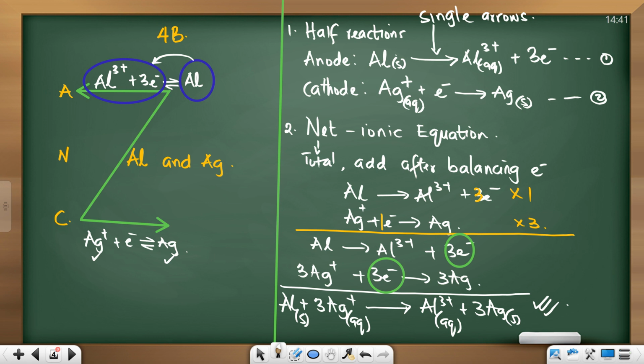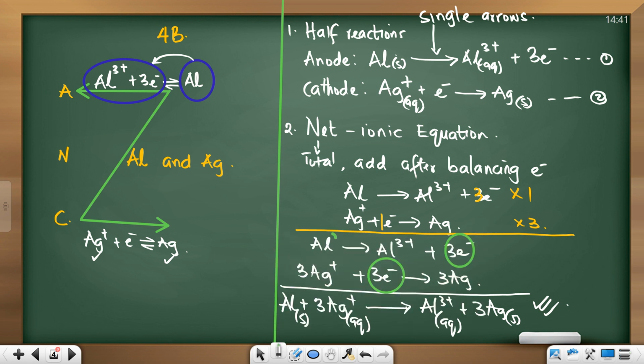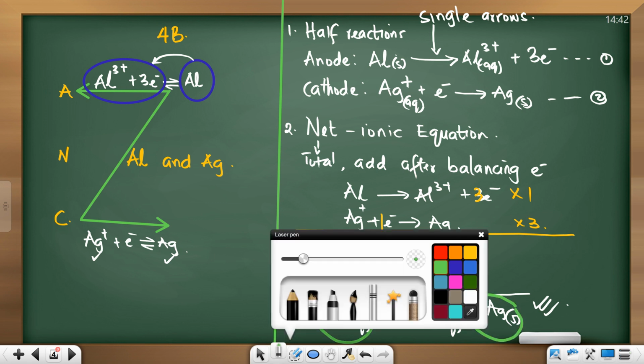The last step is to write everything that's on the left after balancing. Al is on the left, it comes here. 3Ag+ is on the left, it stays to the left. Then I go to the right. Al3+ on the right, 3Ag on the right. It's another way of balancing equations. The electrons cancel out.